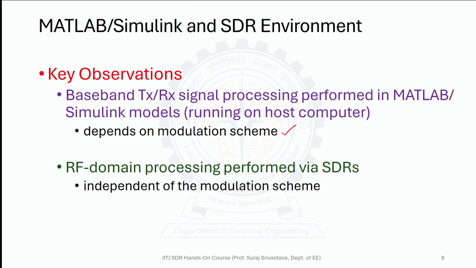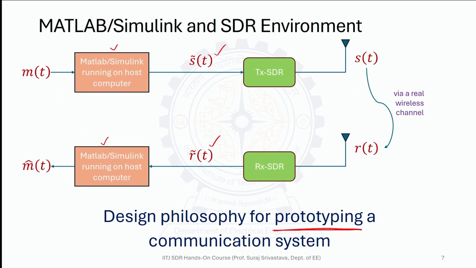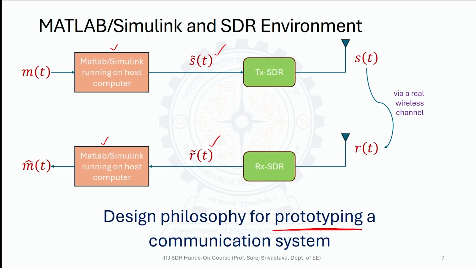Whereas the RF domain processing is performed via SDR. So what is exactly the RF domain processing? Converting this S tilde t into the EM signal is the RF processing. So this RF domain processing is done by the SDR. SDR will basically generate ST from this S tilde t. And this operation, RF domain processing performed via SDRs, is highly independent of the modulation scheme. We'll realize this when we go to the expression, but in very short I'll explain how you get this ST from S tilde t.